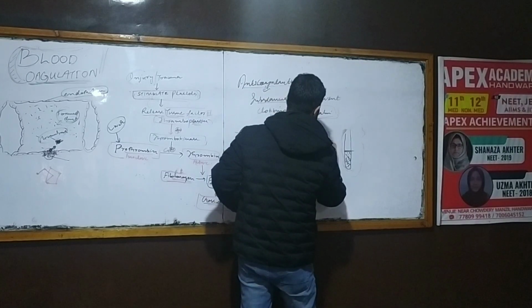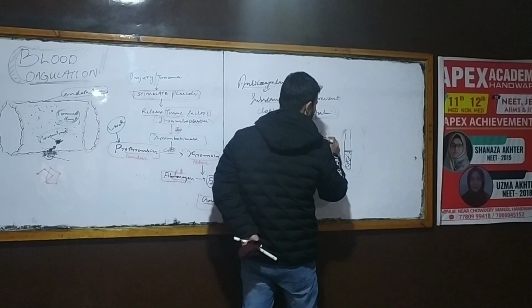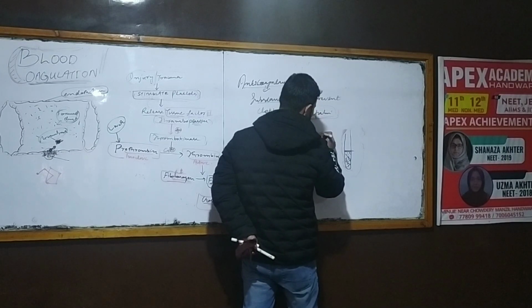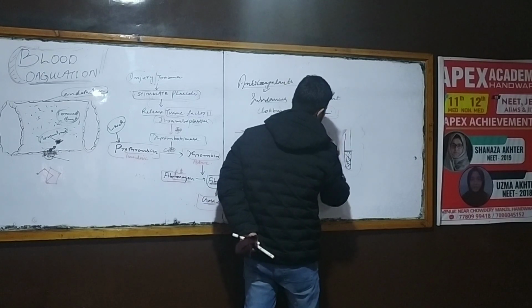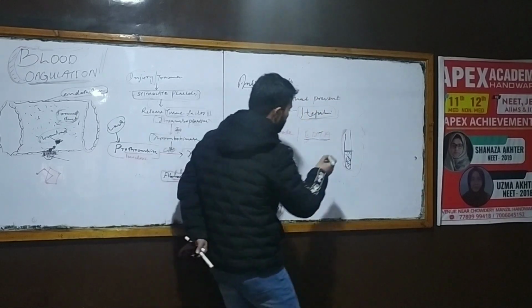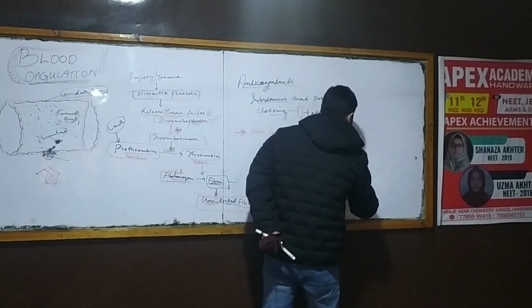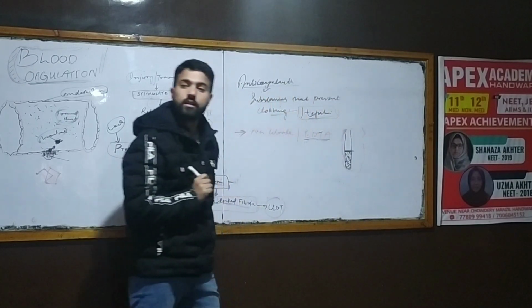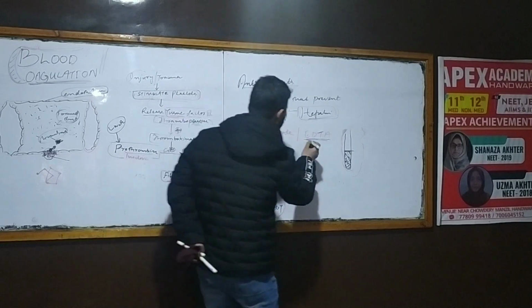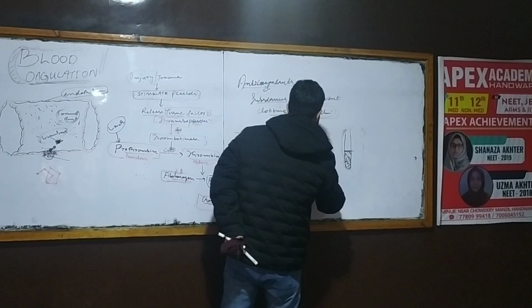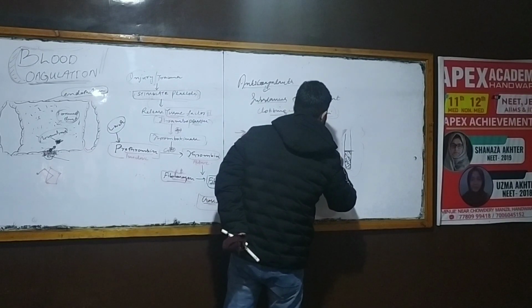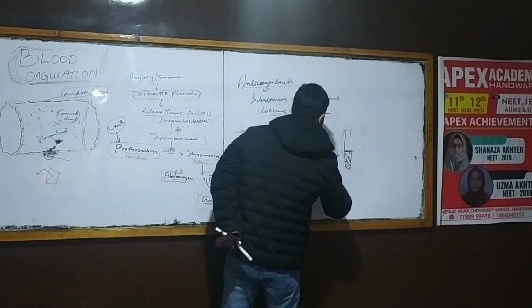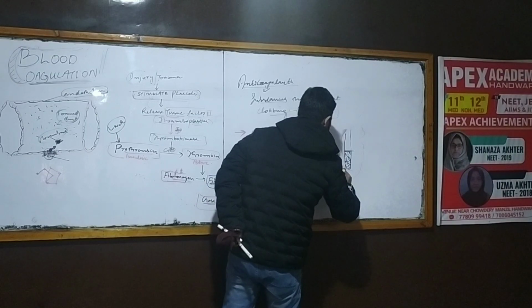Ethyl diamine tetra acetic acid. This is EDTA. This EDTA is put into small test tubes, and it prevents the blood clotting. Actually, this EDTA is a chelating agent. Chelating agent means it binds calcium.